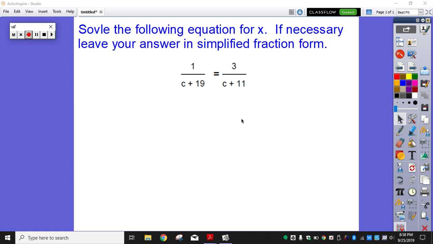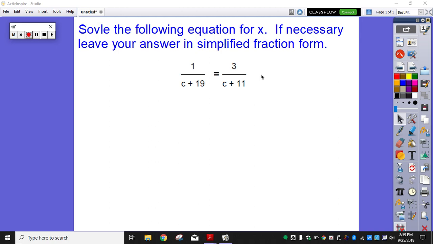Hello, this is Mrs. Taylor, and I am going to demonstrate how to solve a linear equation that involves proportions. A proportion is a statement where two ratios are equal, and ratios can also be called fractions. In my example here, I have a fraction equal to a fraction, so officially we can call that a proportion.